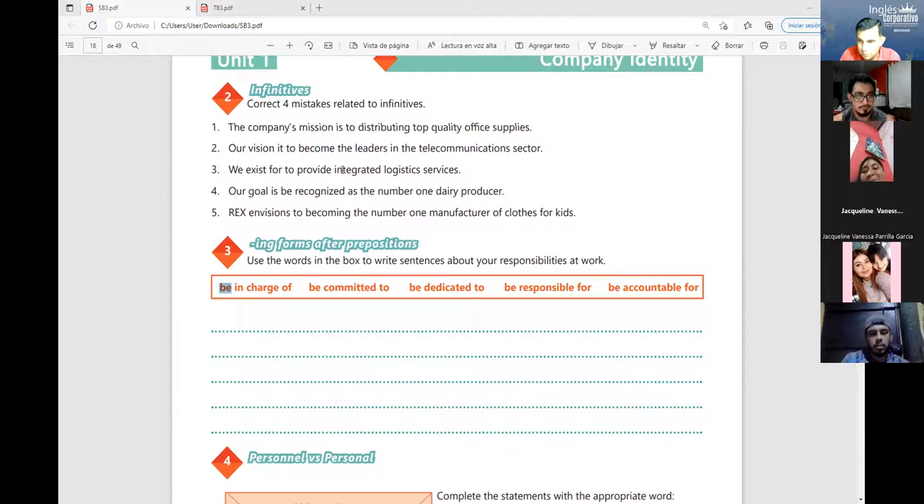Teacher, una consulta. Adelante, mister. En la segunda forma, el "be committed to" está correctamente escrito. Sí, mister, be committed to. Solo que usted va a colocar "I am committed to". Ok. Como estar comprometido, algo así es, un sinónimo.